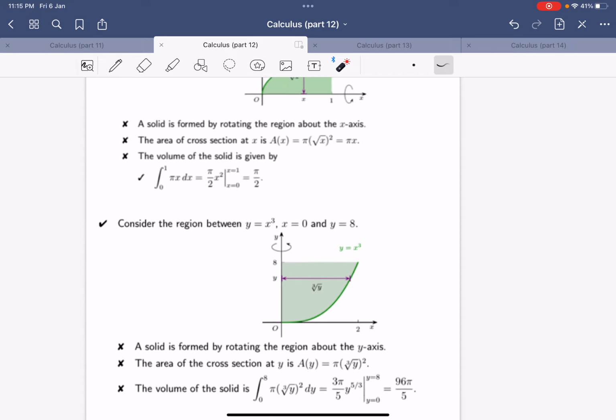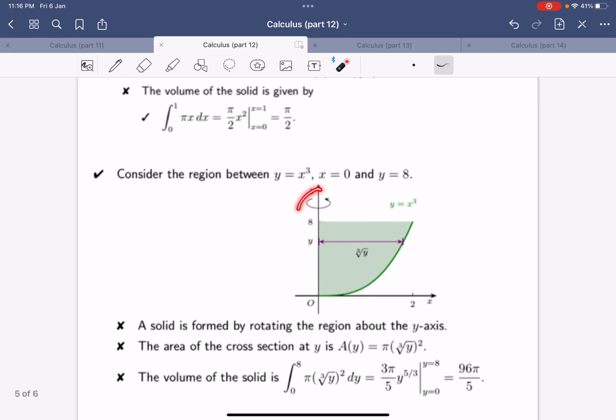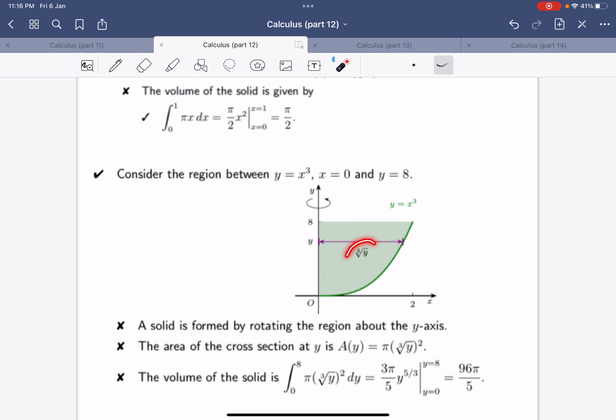Similarly, like how when we calculated area, we can do it with respect to x or with respect to y. When we are rotating about the y-axis, we also can just do the same thing. So we need to express our original function in terms of x in terms of y now, so that when we calculate, the area function is pi g(y) squared, where g is the inverse of f. So this g(y) is the cube root of y.